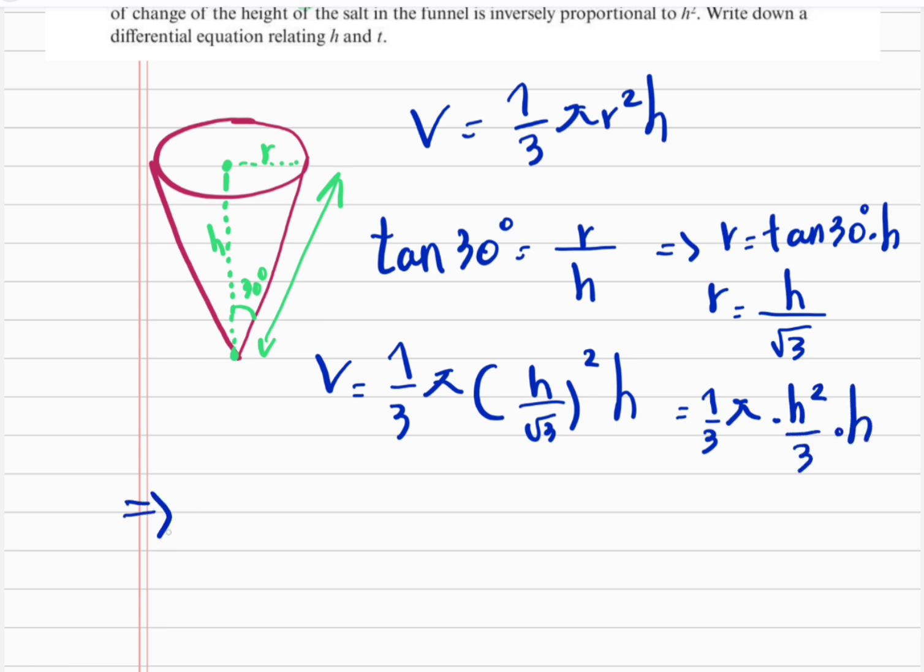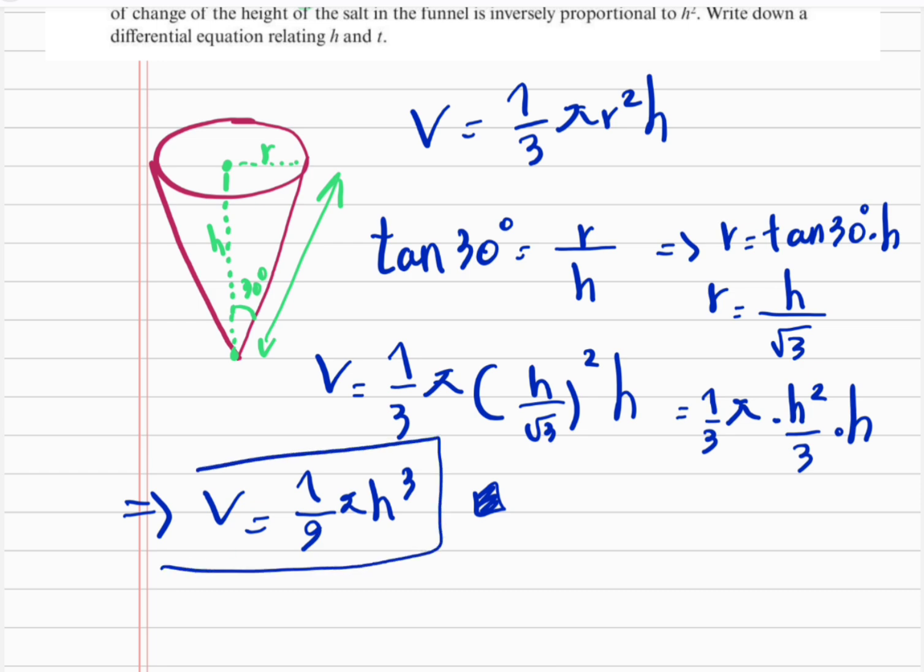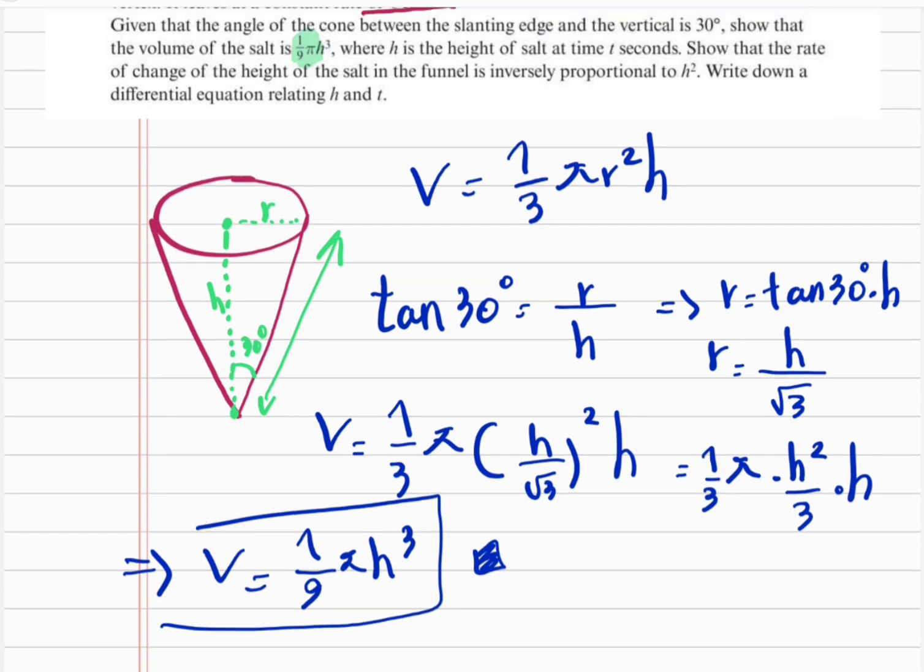And finally, it's going to be equal to 1 over 9 pi h cubed. And this is exactly what we wanted to show for the volume. All right, now that we have the volume, the rest of the question is going to be easier. So we want to show that the rate of change of the height of the salt in the funnel is inversely proportional to h squared.